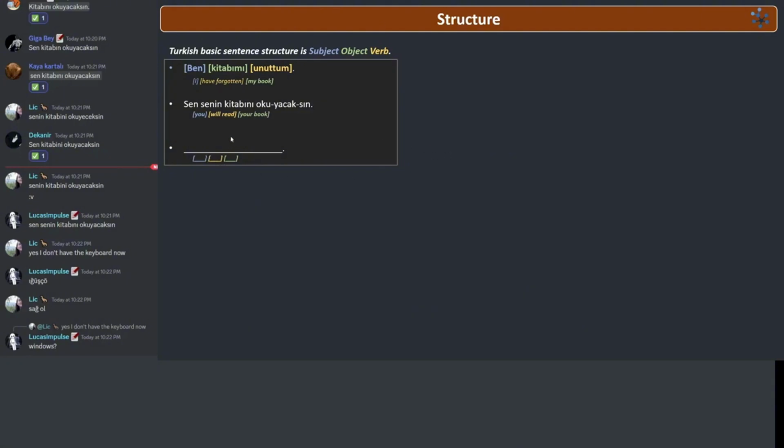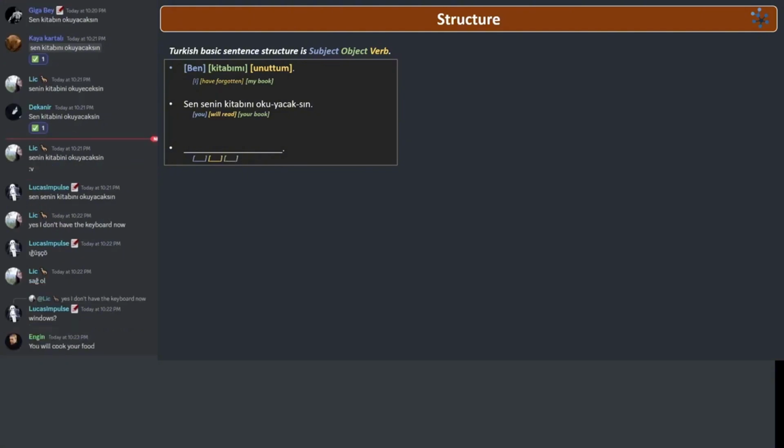And the last part, this time, you will try to make your own sentence. Choose a pronoun, I, you, he, she, it, then choose a verb and a tense, and then choose an object. Make your own sentence. You will cook your food. Okay, that will work. This time you can write it in English, in Turkish again.